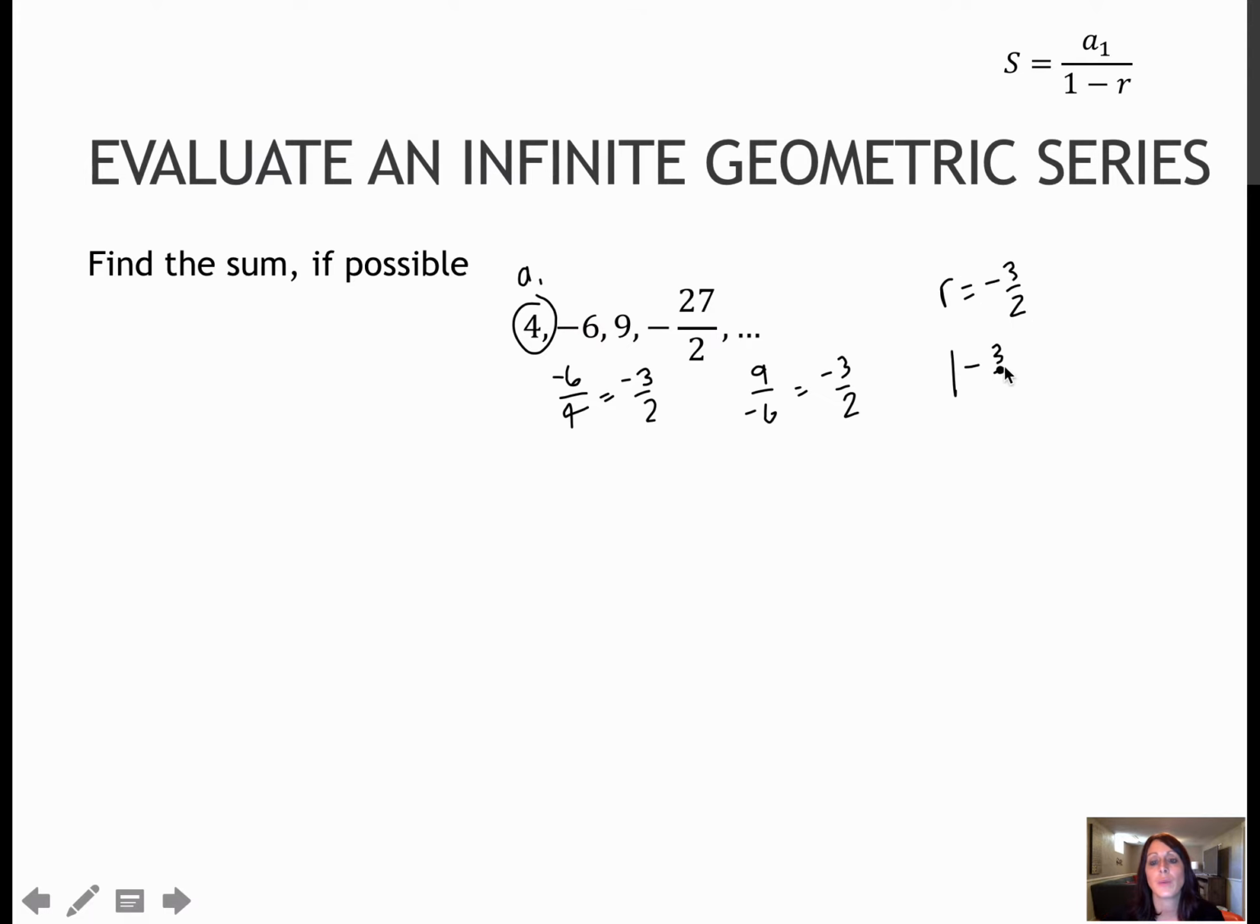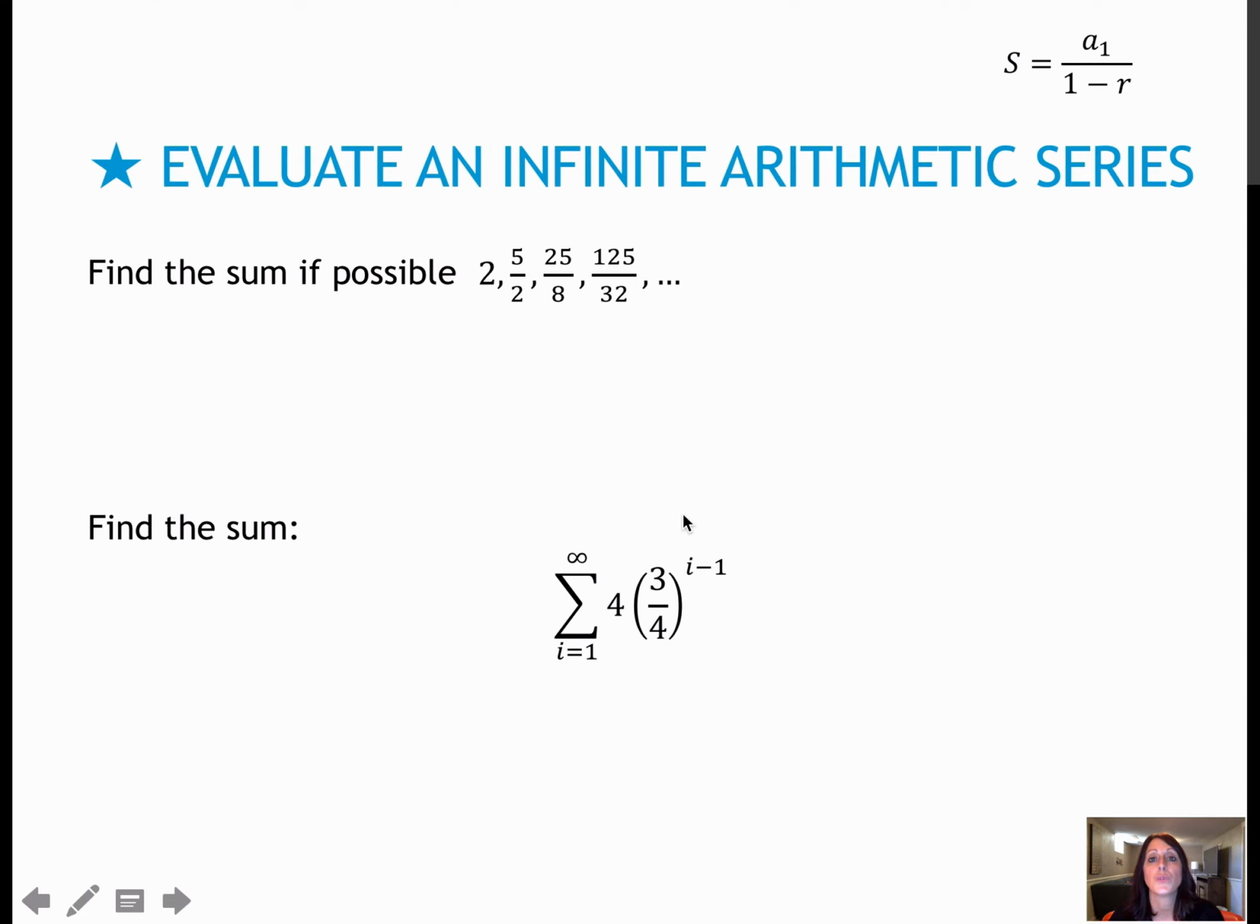The absolute value of -3/2 is 3/2. And unfortunately, that is greater than or equal to 1, which means this is not possible. So always double check to see if it's possible before you start plugging it into your function. Here are two for you to try, so try them both and then press play to check your work.